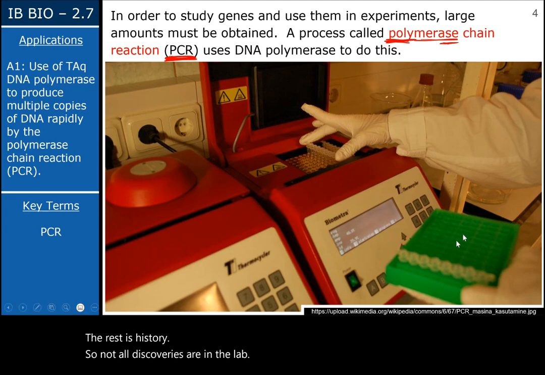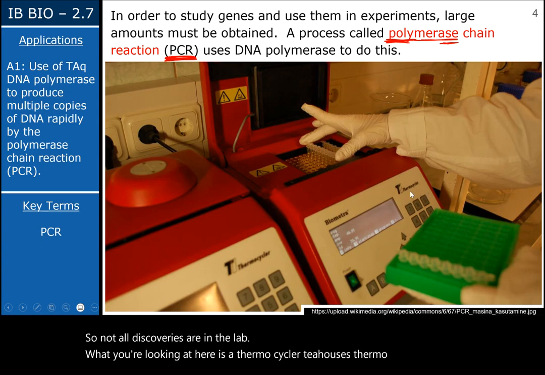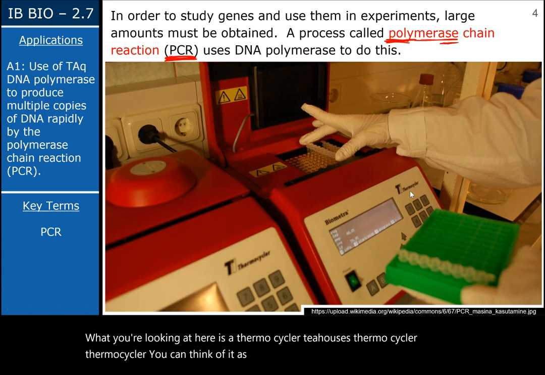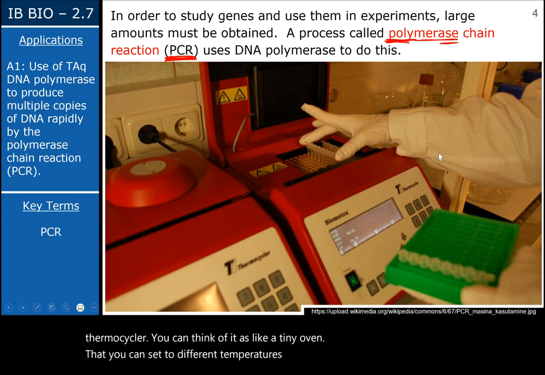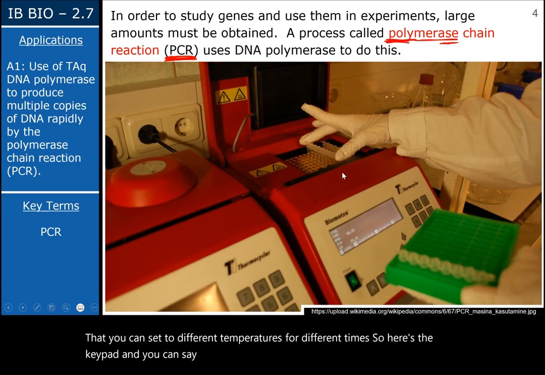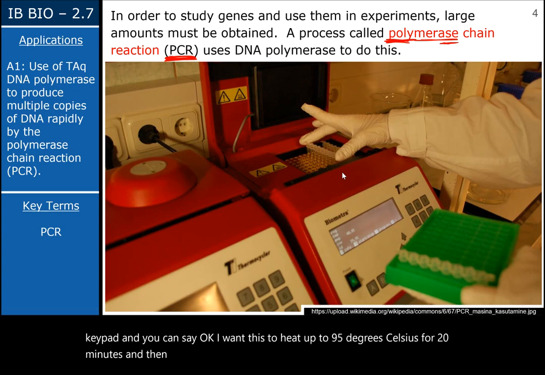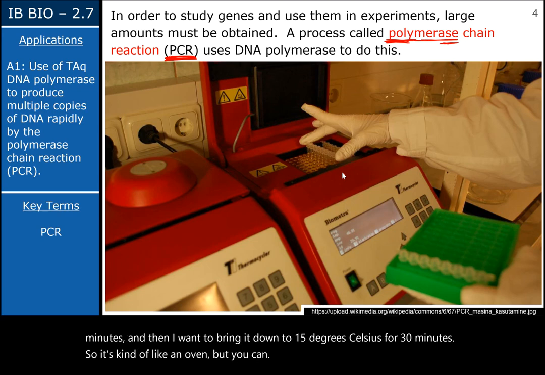What you're looking at here is a thermocycler. See how it says thermocycler? A thermocycler, you can think of it as like a tiny oven that you can set to different temperatures for different times. So here's the keypad, and you can say, okay, I want this to heat up to 95 degrees Celsius for 20 minutes, and then I want to bring it down to 15 degrees Celsius for 30 minutes. So it's kind of like an oven, but you can program multiple cycles of heat.